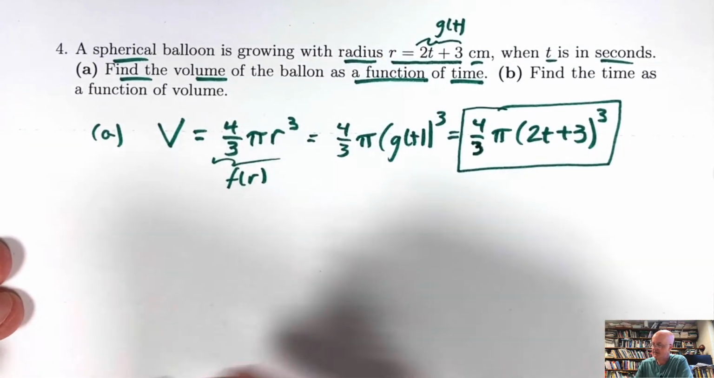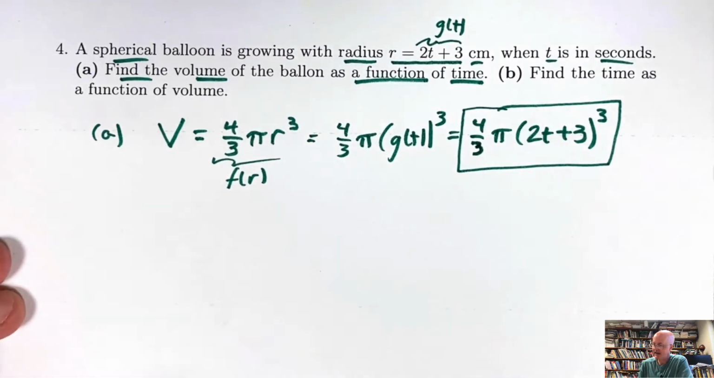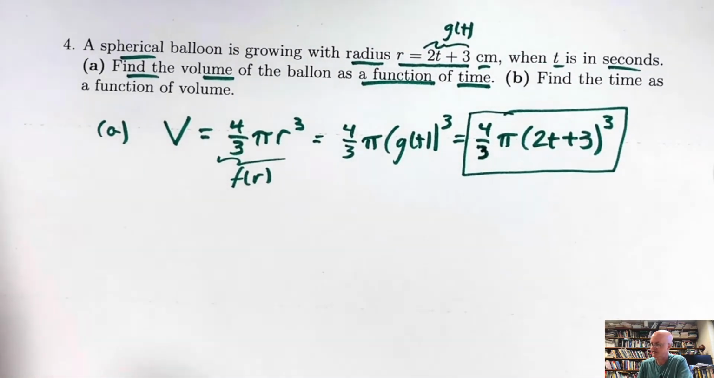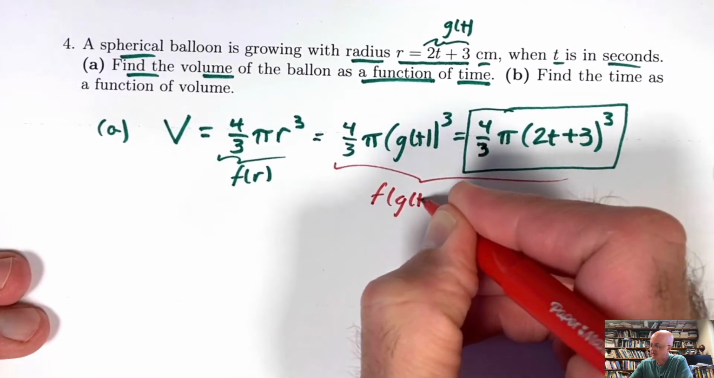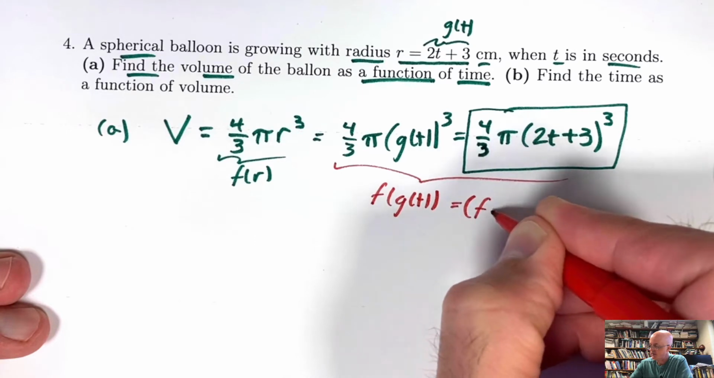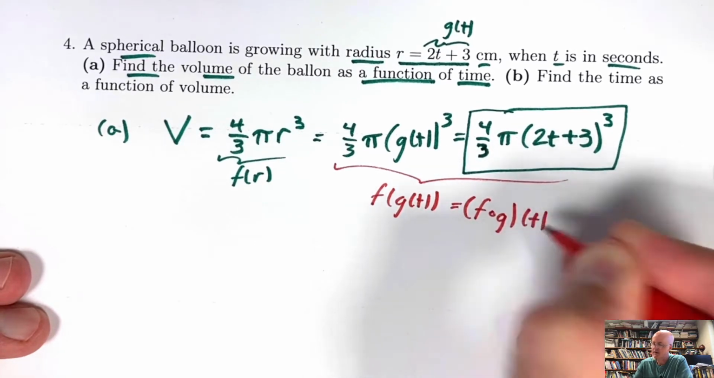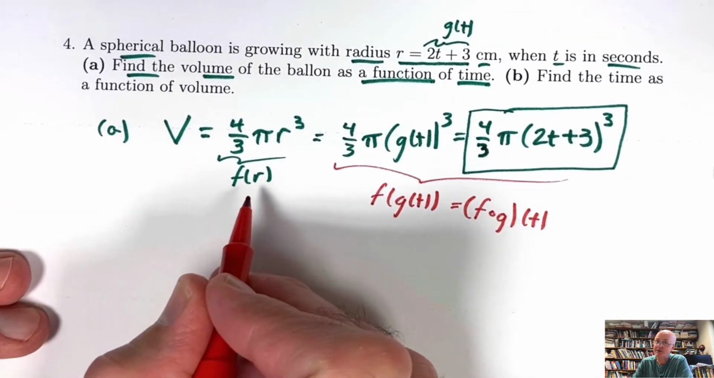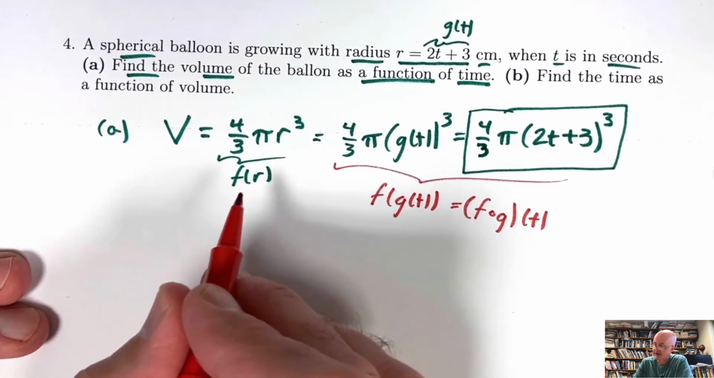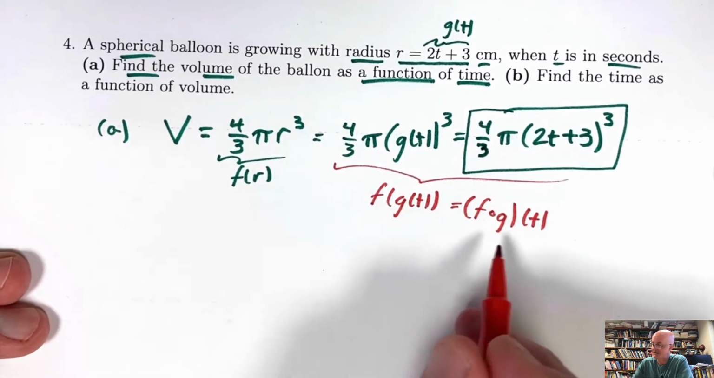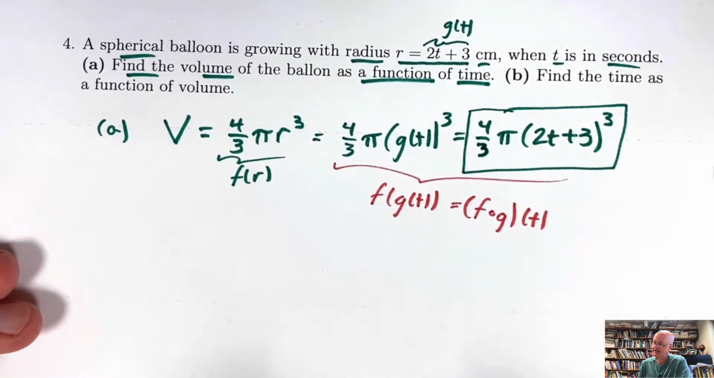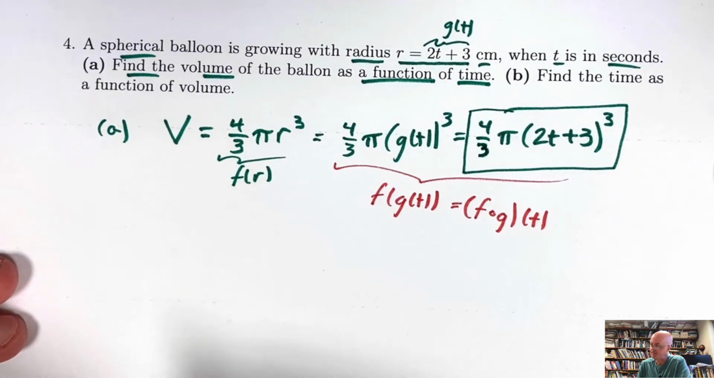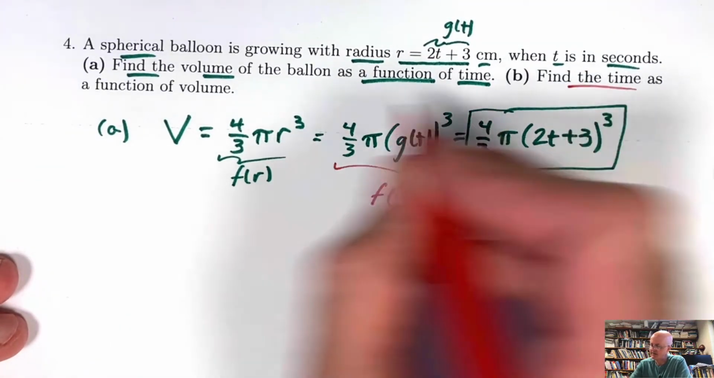We did ultimately find here f of g of t. This is ultimately f of g of t, f compose g of t. Don't let it bother you that we used a different letter for the independent variable of f. Right here we used an r. Okay, this is still ultimately, when I do the composition, a function of t. So that's how the volume depends on time. Part B says find the time as a function of the volume.